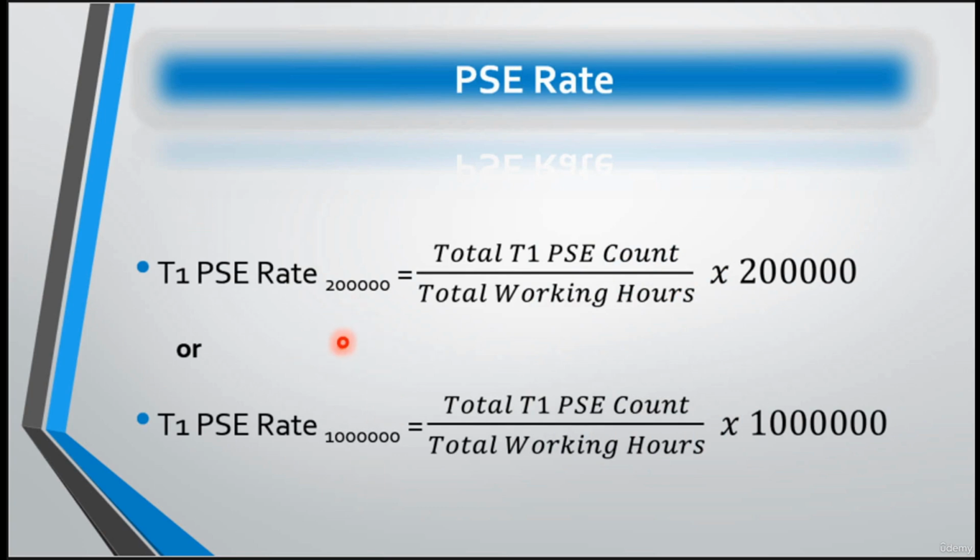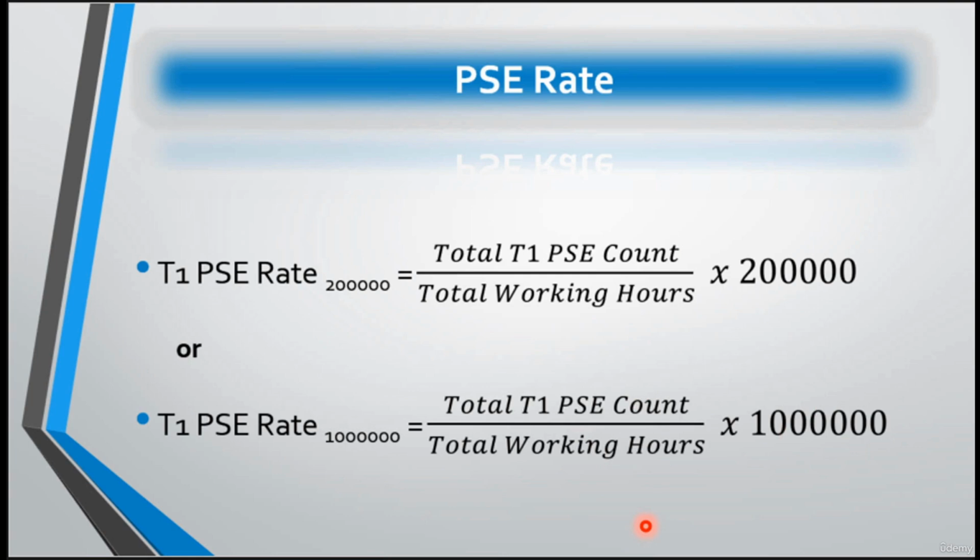You can calculate the PSE rate per 200,000 working hours, or you can calculate it per 1 million working hours. The equation is simple: you have the total tier 1 PSE count divided by the total working hours in the organization. The outcome is multiplied by 200,000 if you are doing it per 200,000. If you are doing it per million, the same equation applies, but the outcome will be multiplied by 1 million. Please make the calculations consistent with the company's occupational injury rate or public reporting conventions.